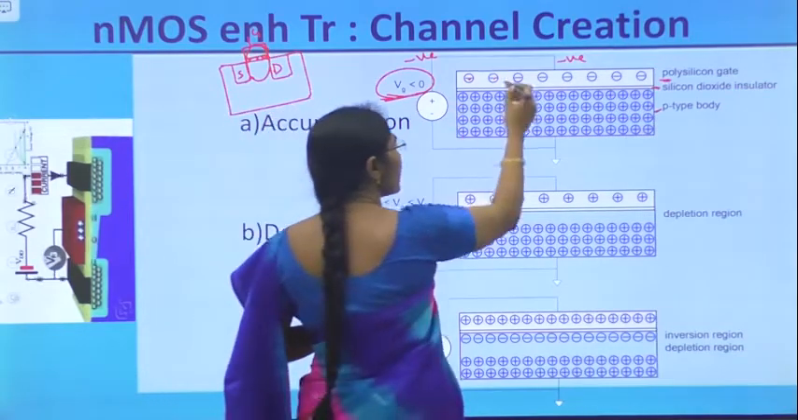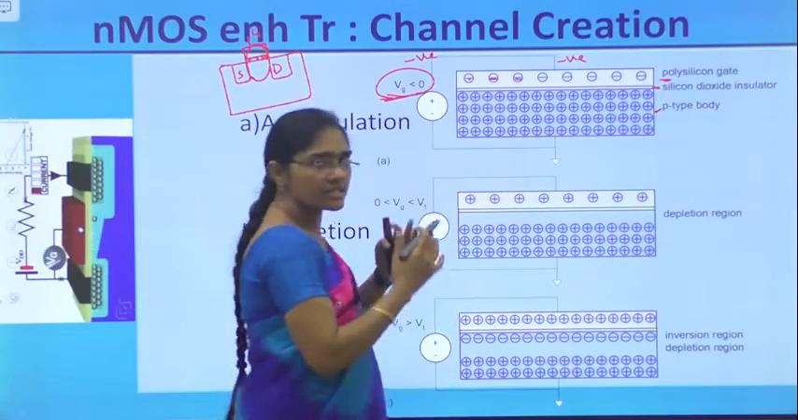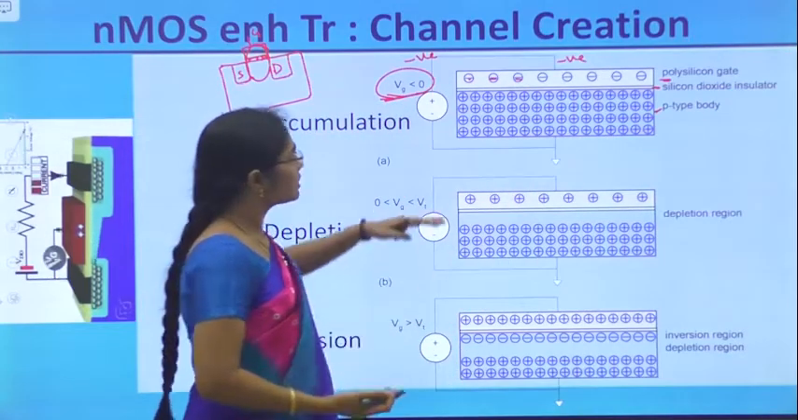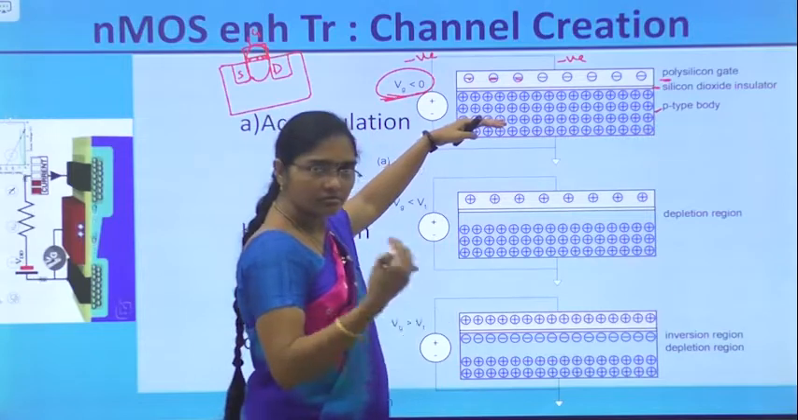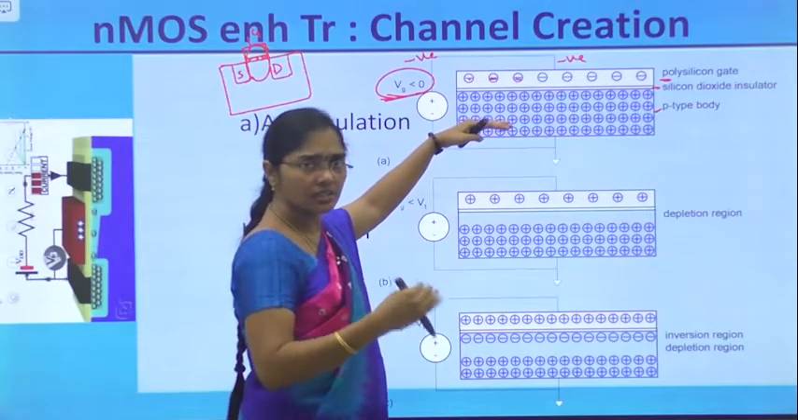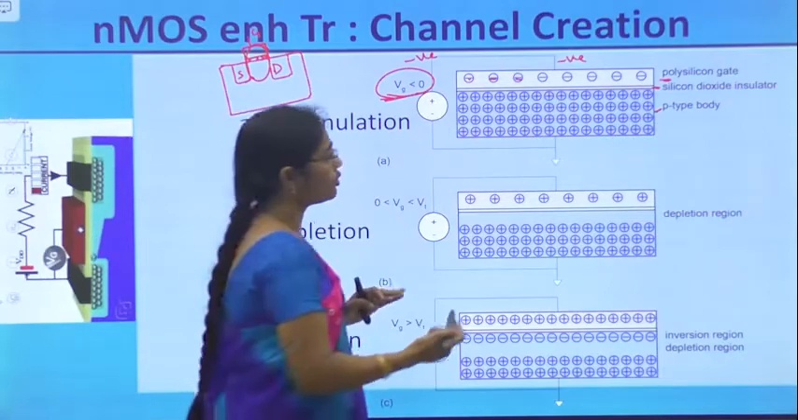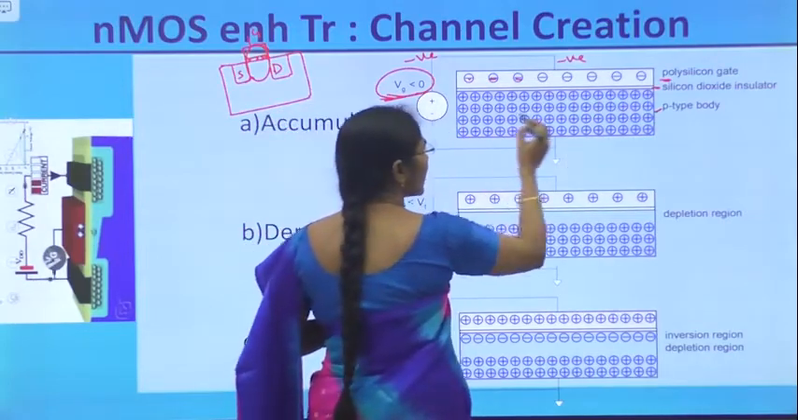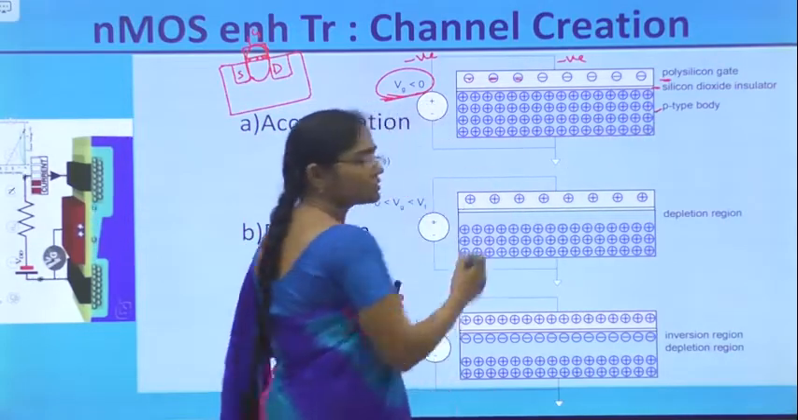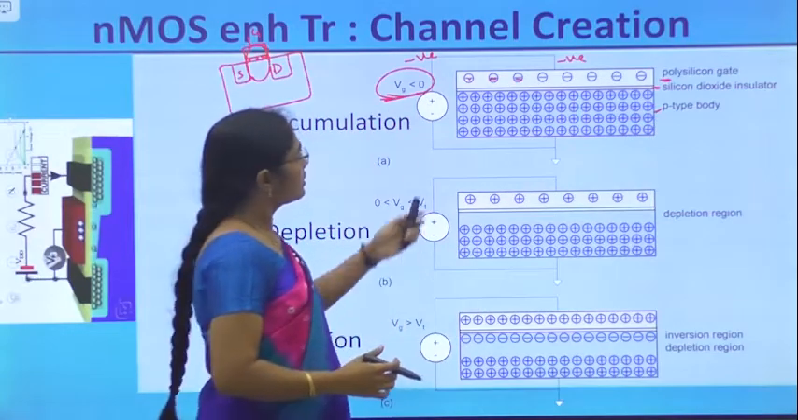Now, if a negative voltage is applied over one plate, what will happen? The positive charge appearing on the other plate is attracted towards the channel. So the channel area is fully packed with positive charge.